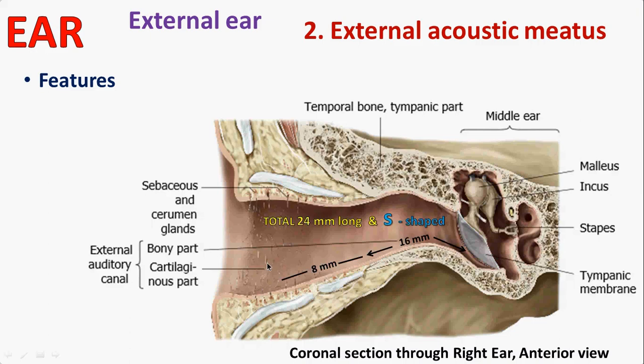Here is the obliquity of the tympanic membrane. The anterior wall and the floor are longer than the posterior wall and the roof. So that is about the external auditory canal.